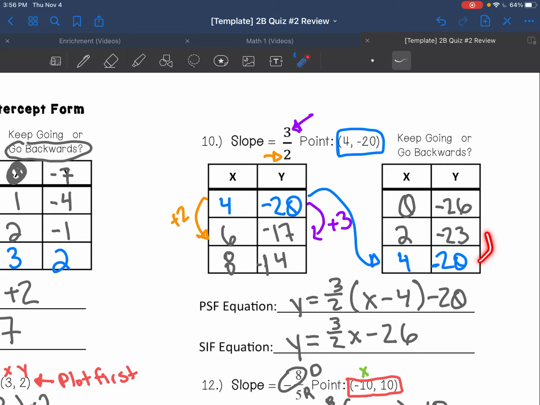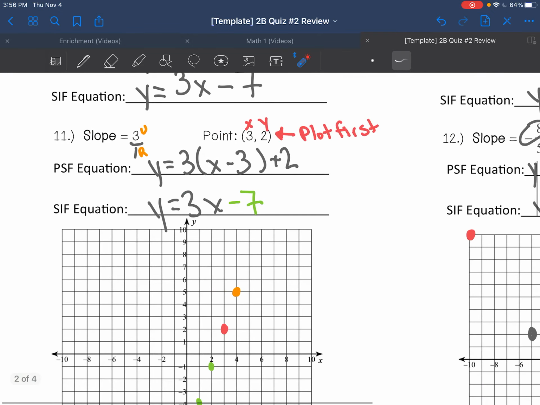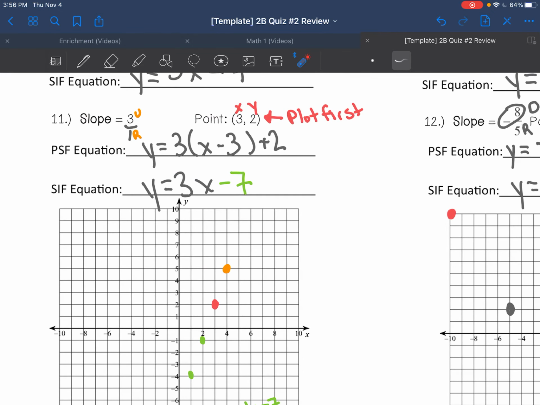Going backwards on the y means we subtract by 3, which is how we get up to -26. -26 is our y-intercept, so we can write our slope-intercept form of y is equal to 3/2 x minus 26. Looking at number 11, our slope is 3 and our point is (3, 2), and that's the same point slope form as number 9 above there.